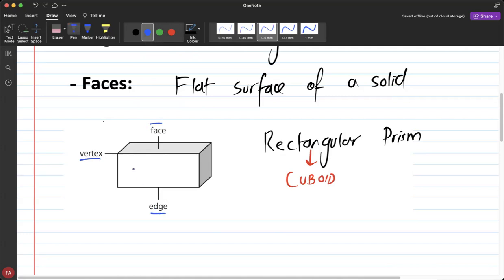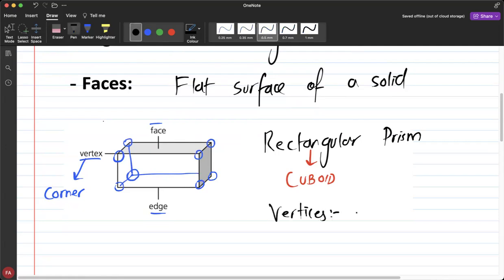So again, what does the word vertex mean? In simple words, the word vertex is actually just a corner. So if I ask you how many corners do you see in this diagram? I can say that's one, that's two, three, four, five, six, seven, but there's one that I can't see, which is actually at the back. That's going to be my eighth corner. So if I ask you how many vertices do we have, you can easily count and say that's going to be eight.